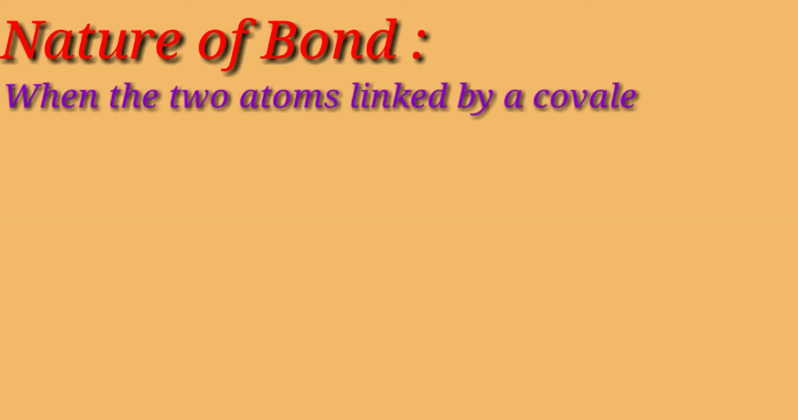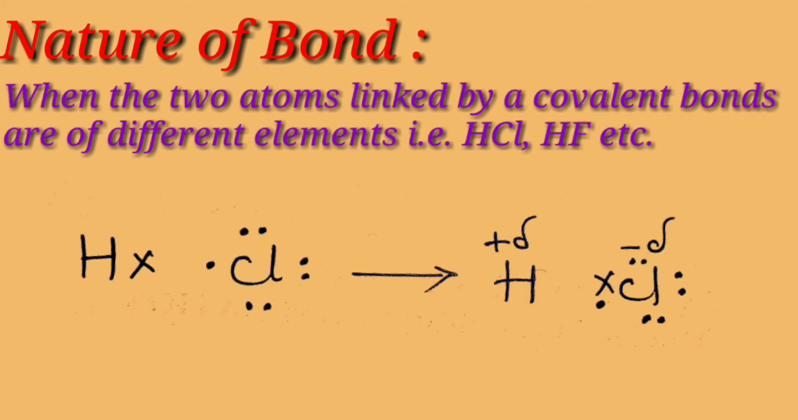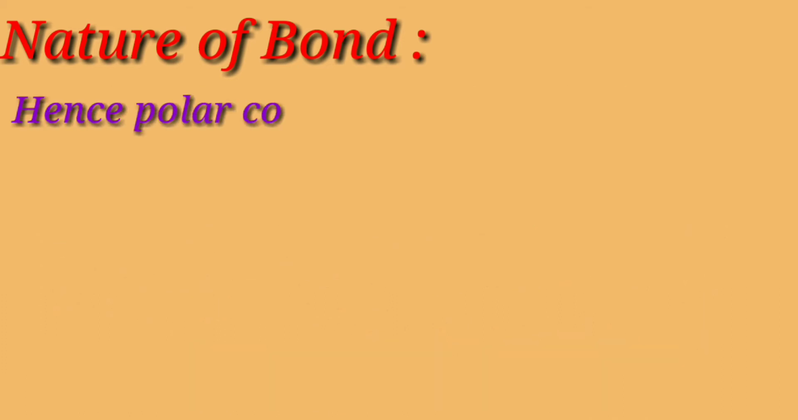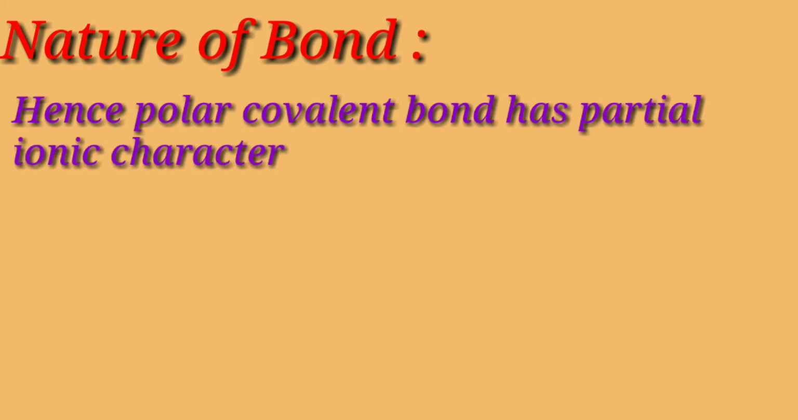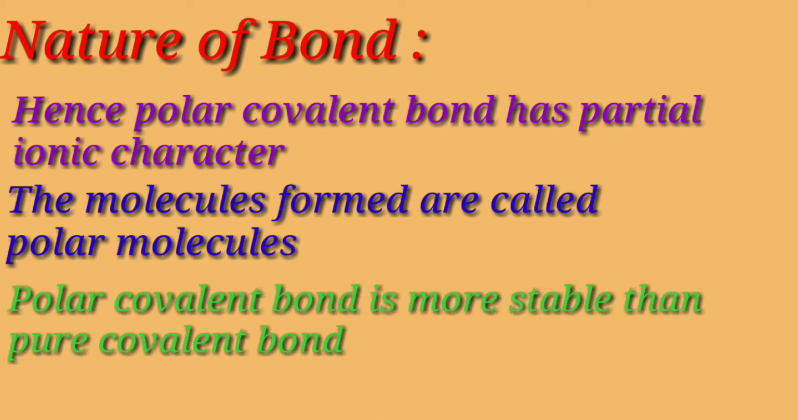When the two atoms linked by covalent bonds are of different elements, that is HCl, HF, etc., then the electrons are not shared equally and the electron pair is displaced more towards the more electronegative element, and polarity develops in the molecule, and hence polar covalent bond has partial ionic character. The molecules formed are called polar molecules. Polar covalent bond is more stable than pure covalent bond.